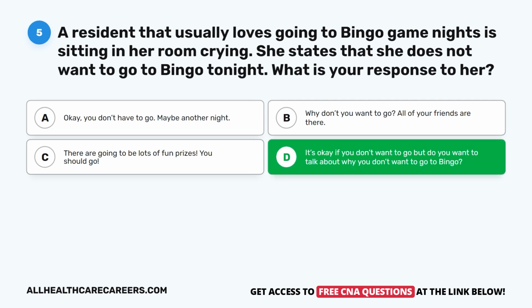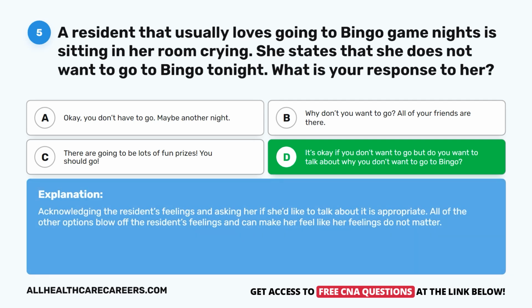The correct answer is D. It's okay if you don't want to go, but do you want to talk about why you don't want to go to bingo? Acknowledging the resident's feelings and asking her if she'd like to talk about it is appropriate. All of the other options blow off the resident's feelings and can make her feel like her feelings do not matter.